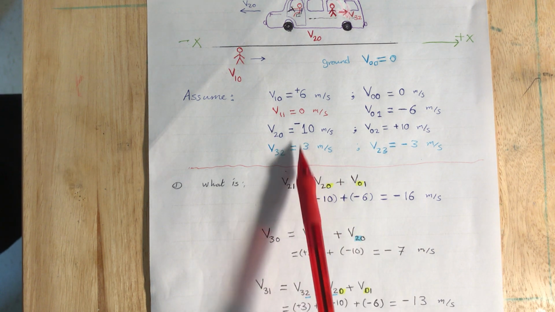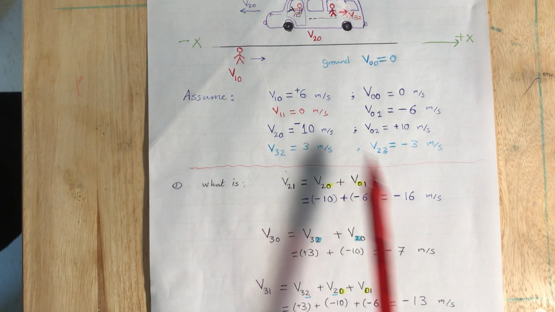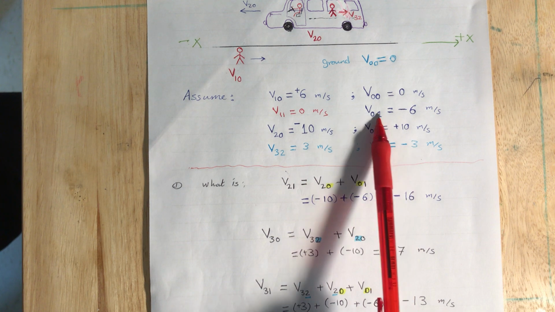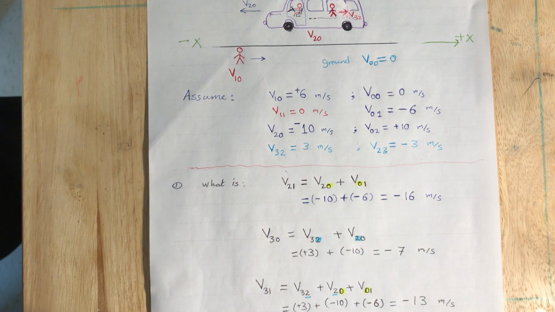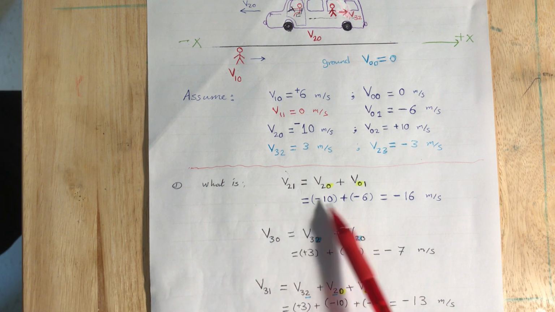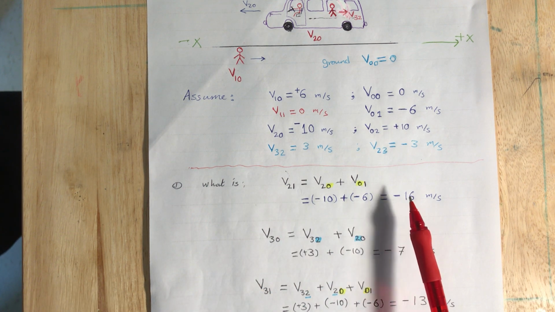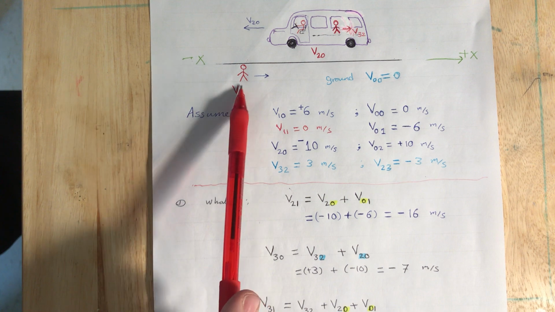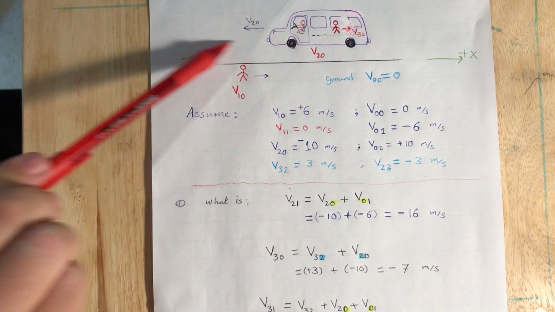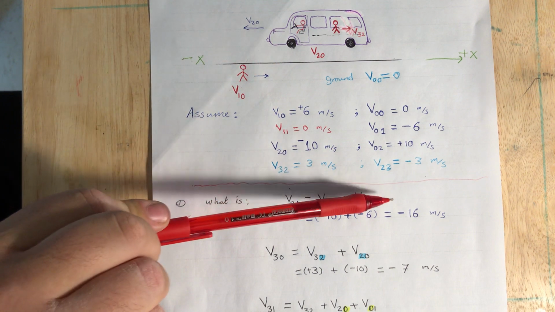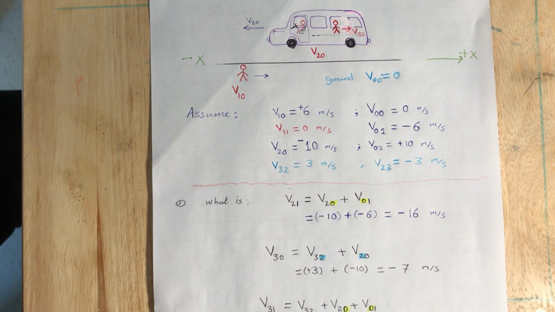V2 0 is negative 10. V0 1 is negative 6, the velocity of the ground with respect to the person. Then the total velocity will be negative 16. So the person sees the bus moving in the negative x direction with negative 16 meters per second.